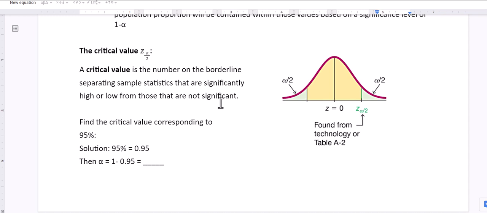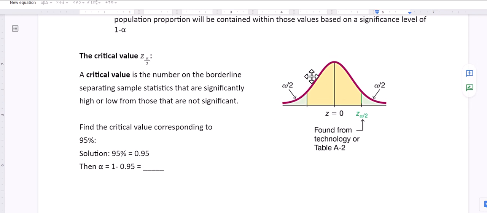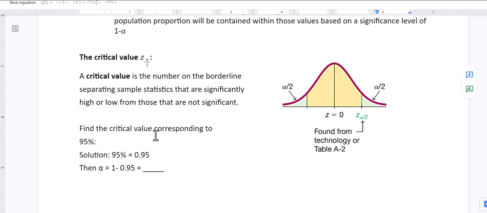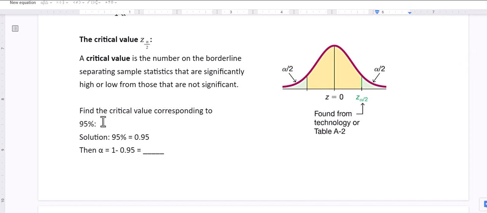So essentially here, alpha over 2, we have your z-score. Z equals 0 is right in the middle. And then you have z alpha over 2. So essentially a z-score that gives you the area to the right, and the other half of it is the area to the left. So let's find a critical value corresponding to 95%.